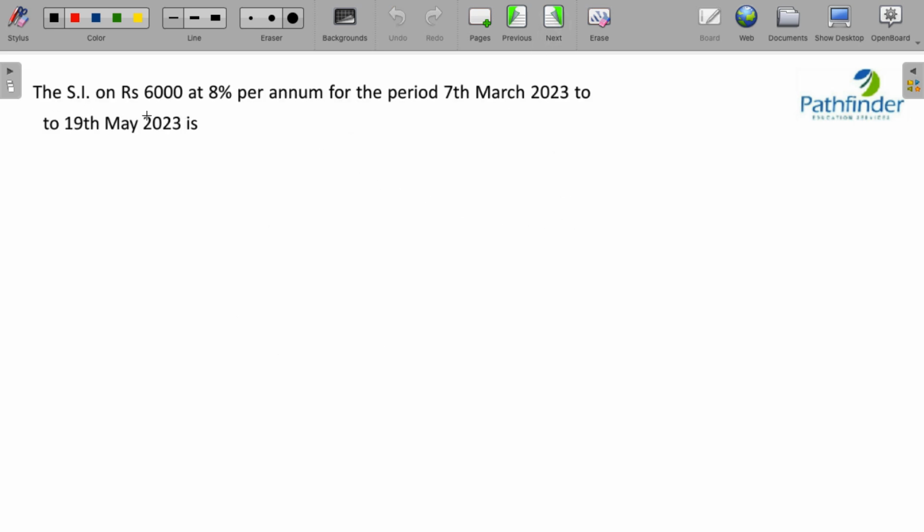Next, the simple interest on 6,000 rupees at 8% per annum for a period of 7th March 23 to 19th May 23. So this interest is given to be per annum. So my first task is to convert T into years. That is my first task. But here the time period is actually given to us in days, from 7th March to 19th May. So how many days do we count?